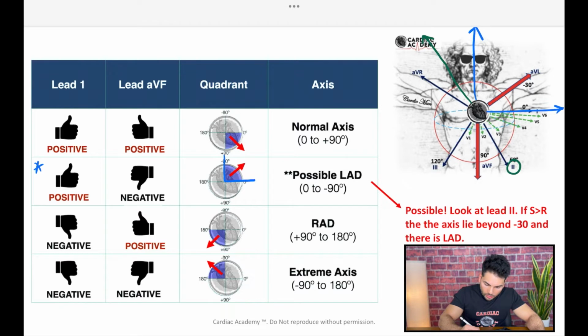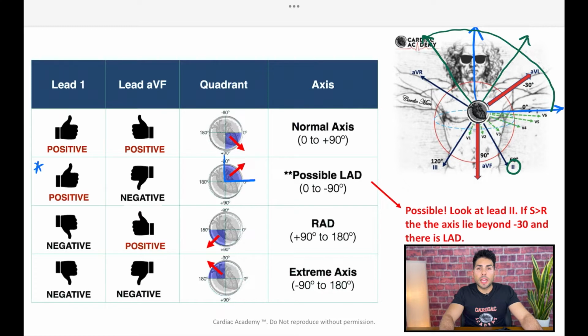So if we add these together, the vector of depolarization is going to look more something like this. So now it's lying beyond minus 30. So now we know that, yes, in fact, there is a left axis deviation, okay? All right, let's continue.